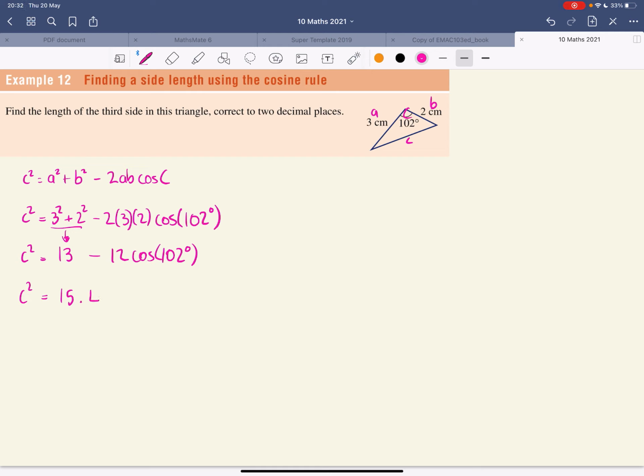So C squared is 15.49494. And we'll just go ahead and find that C equals the square root of that number. When you take the square root of 15.49494 and round to 2 decimal places, you'll get 3.94. And so that's the length of the third side, and we'll use centimeters in our units. Fairly straightforward. So that's the end of that video, and I hope you enjoy.